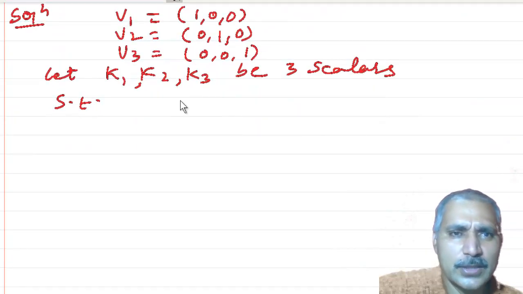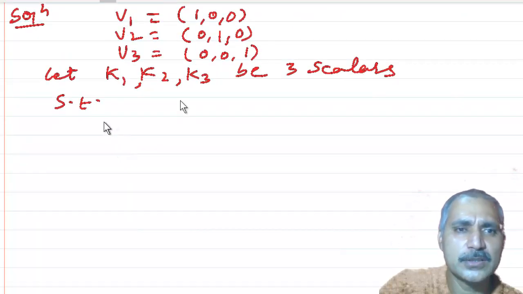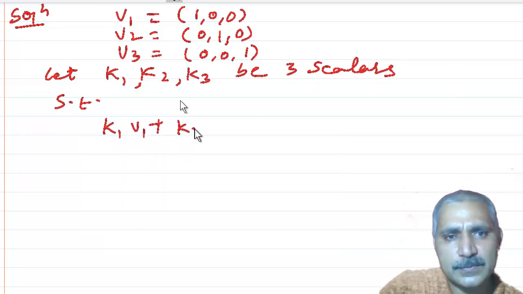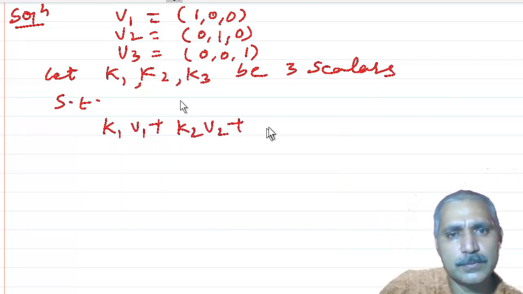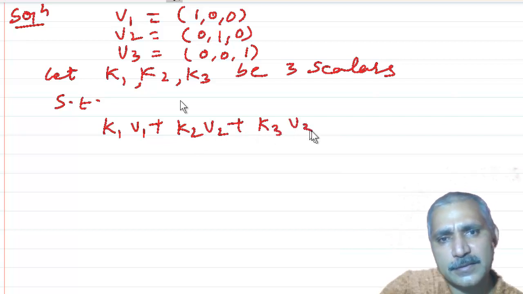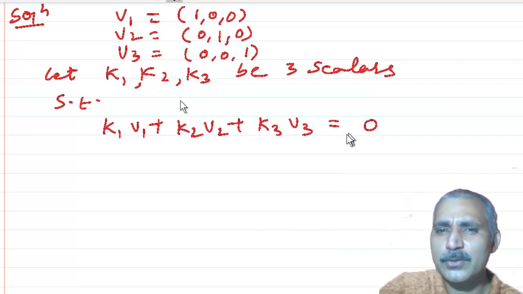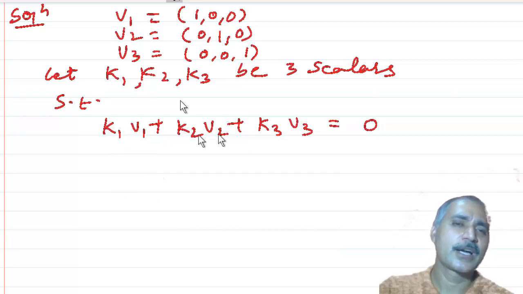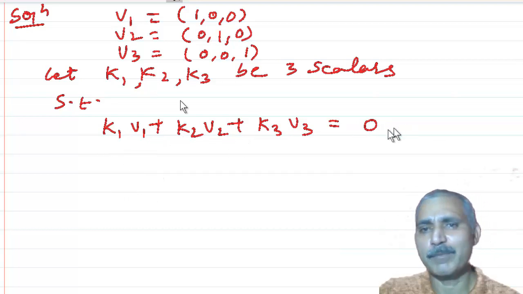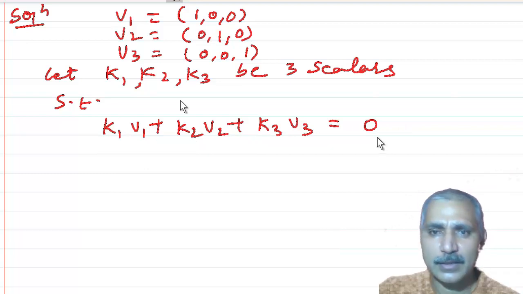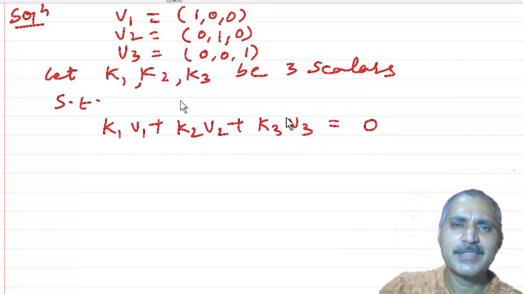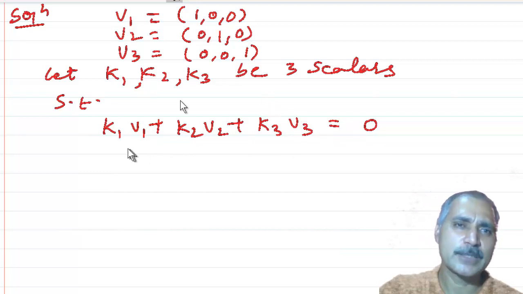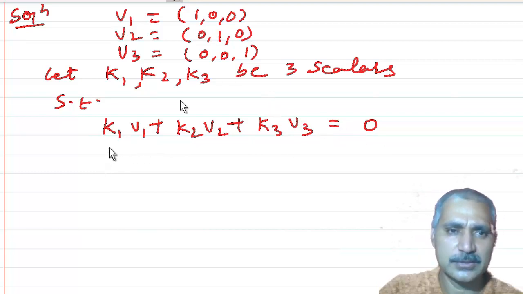now when it comes to that condition, k1 v1 plus k2 v2 plus k3 v3 will be equal to the 0 vector. We have three vectors, so we have taken three constants, and we take the linear combination of that and compare it with the 0 vector. If there are 4, we will have k4 v4 also. That depends upon the number of vectors given to you in the question.